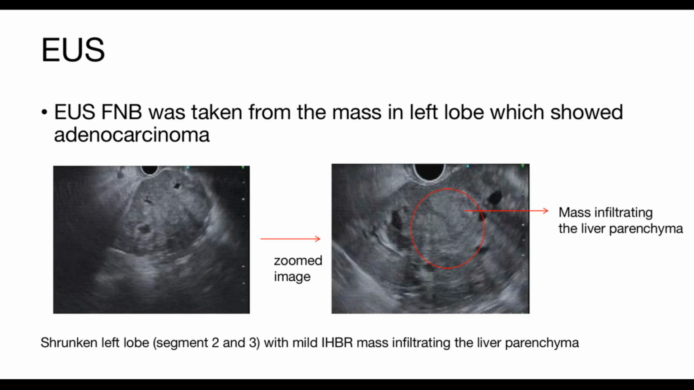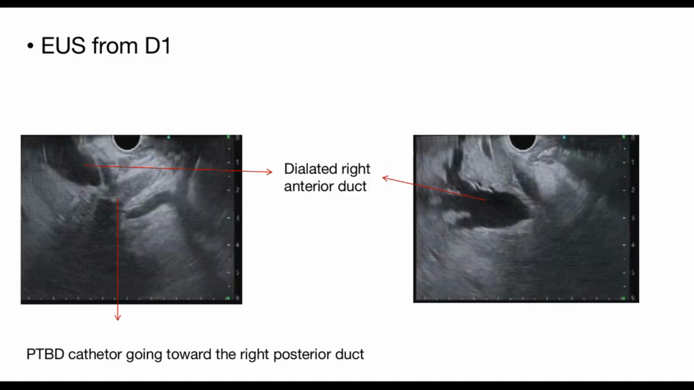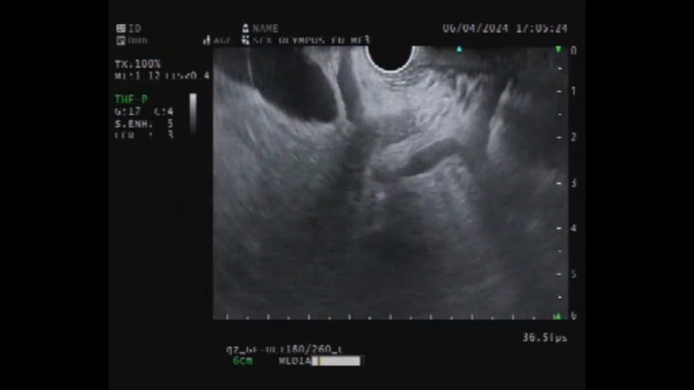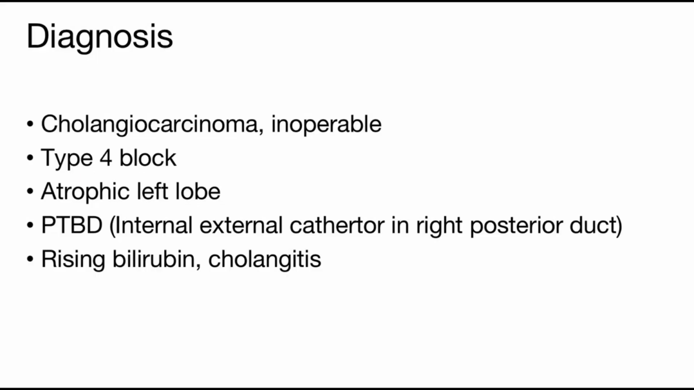US FNB was done from the mass, which showed adenocarcinoma. Here we can see the left lobe is quite atrophic. Then US from D1, where we can see a PTBD catheter in the right posterior duct and a quite dilated right anterior duct. So his final diagnosis: cholangiocarcinoma, inoperable, type 4 block, PTBD catheter in the right posterior duct, and cholangitis.